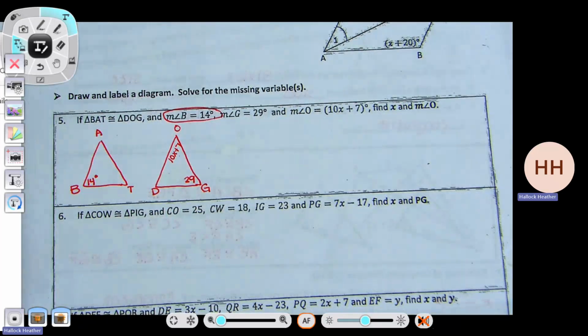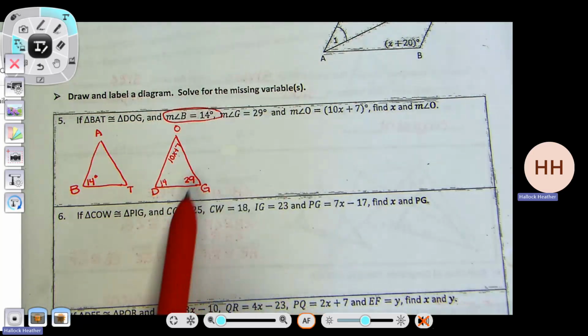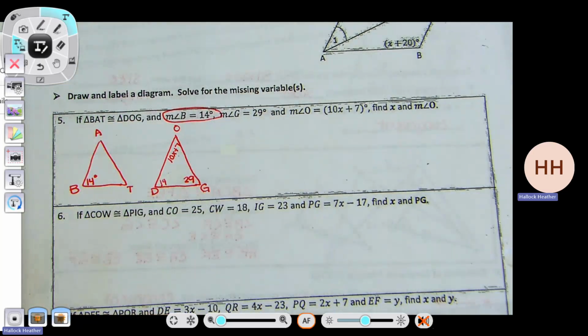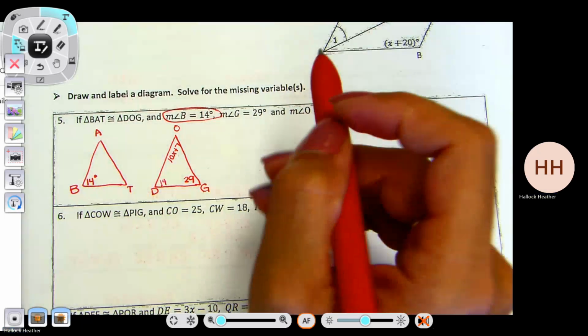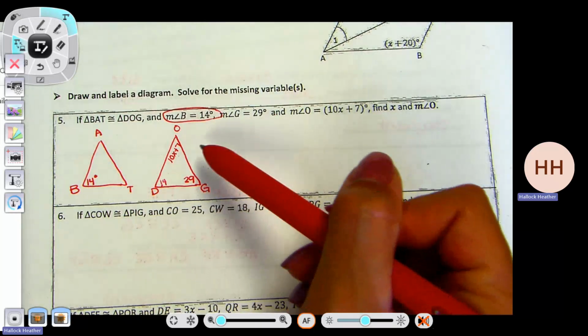Okay. So corresponding angles are congruent. So where else could I put the 14? D. So 14 can move over here. Technically, I could put the 29 over here and the 10x plus 7 over here, but you don't need to repeat literally everything. Does anybody see what I could do now to solve? You can add the 19. Yes, you could do that. You're going to add these all up and equal it to 180.